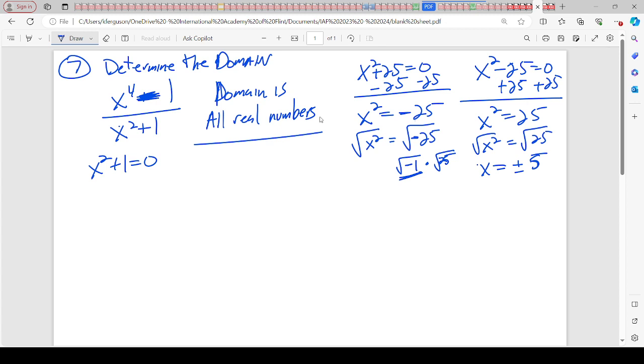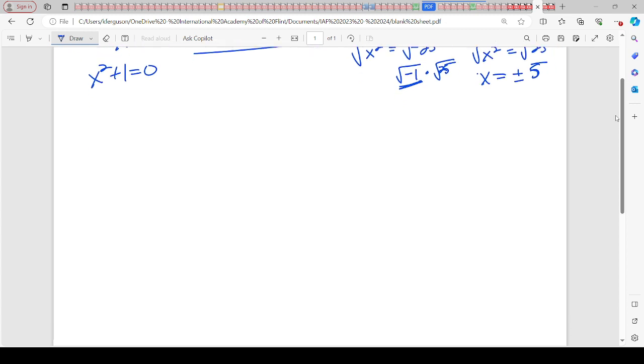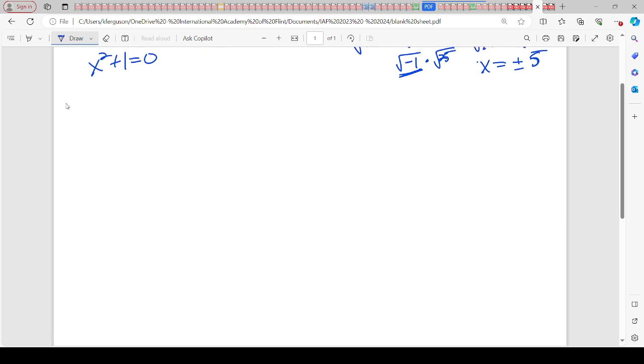So that's number 7. So that was determining the domain. Domain, I just focus on the denominator. Now, next you got to determine end behavior.